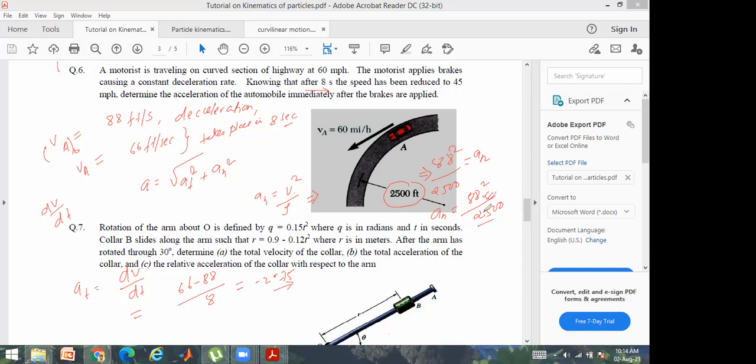So 88 square divided by 2500, which will be equals to around 3.10 feet per second square. Therefore, a equals to root under an square plus at square. This is how you need to solve the problem. Okay.